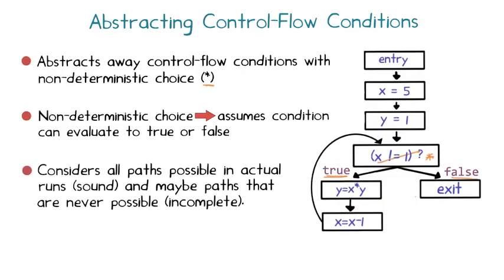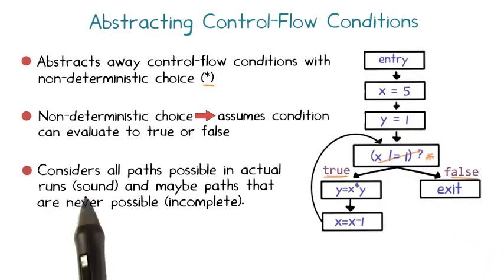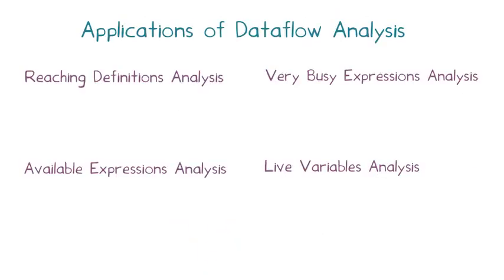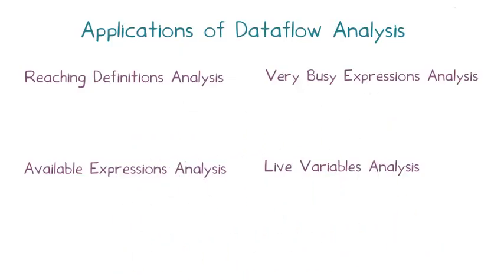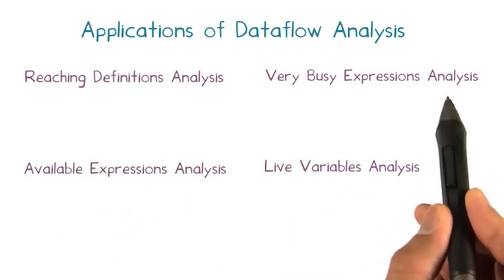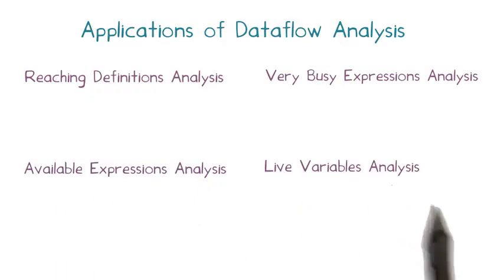By doing this, not only does a data flow analysis ensure that it will consider all paths that are possible in actual runs of the program and thereby guarantee soundness, but it also considers paths that are never possible in actual runs, which leads to incompleteness. We will learn how data flow analysis works on a control flow graph through a series of 4 classical data flow analyses in the literature. These analyses are reaching definitions analysis, very busy expressions analysis, available expressions analysis, and live variables analysis.